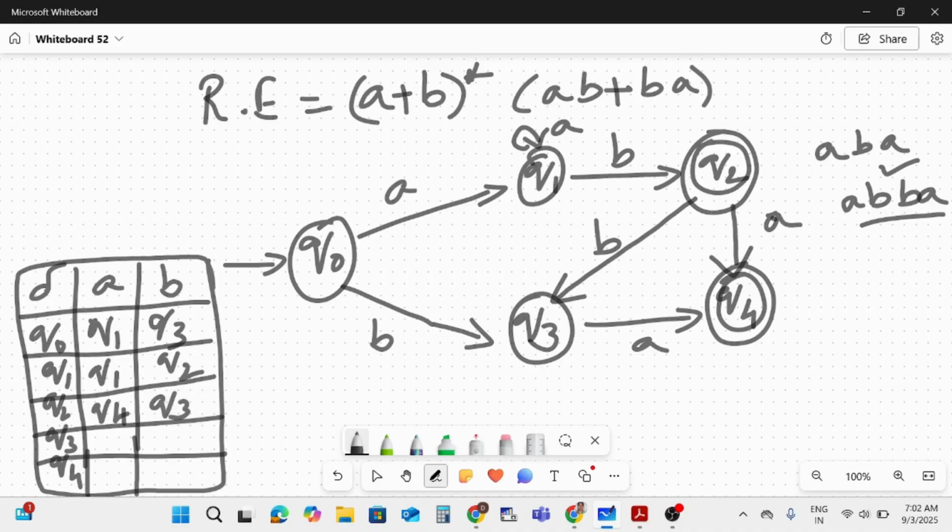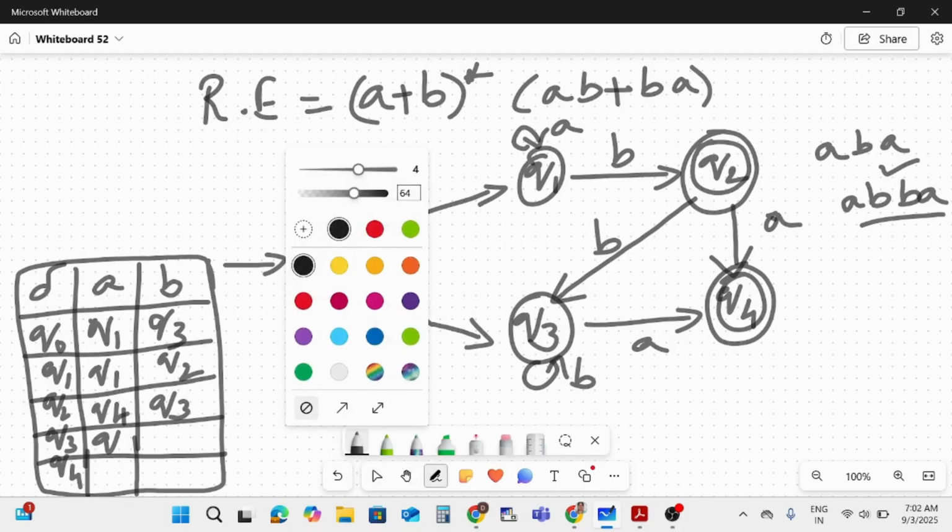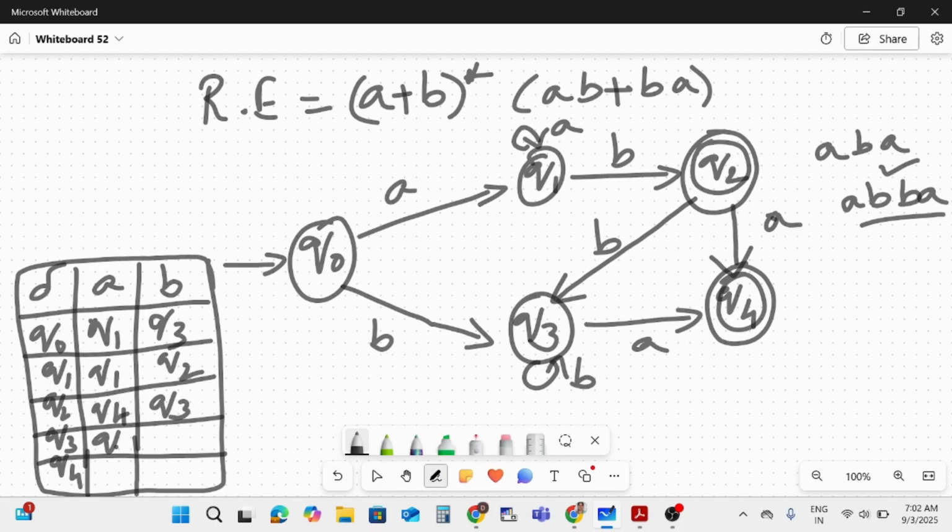Similarly, now we have to do the same thing for q3. q3 with b will stay here only, because it is going to be ending with ba only, so it will be in the q3 state. q3 with a goes to the q4 state. Similarly, q3 with b goes to q3 only.